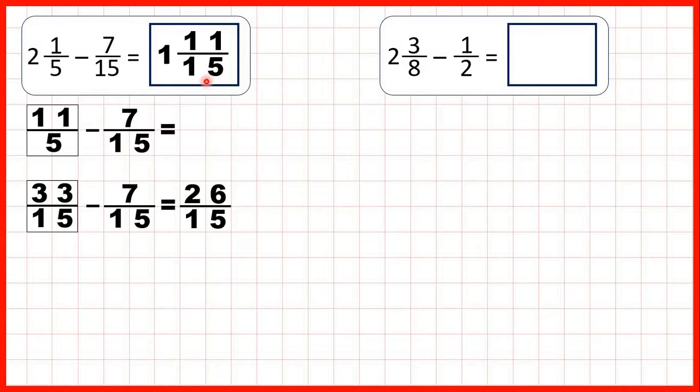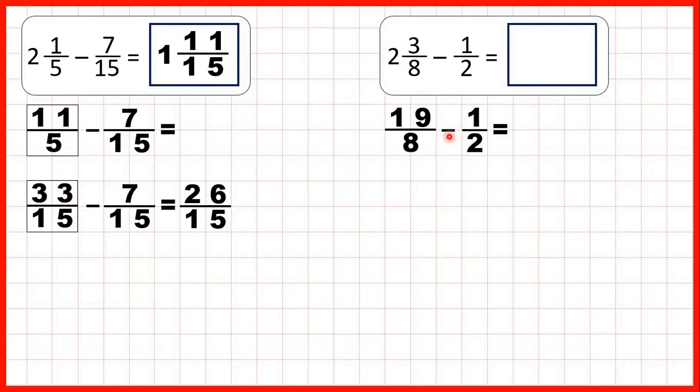And we can check that that works, because 1 times 15 is 15, then if we add 11, we get 26. Now we have 2 and 3/8 minus 1/2. Again, we can turn this mixed number into an improper fraction. 2 times 8 is 16, plus 3 is 19, so that's 19/8 as an improper fraction, and we're subtracting 1/2.